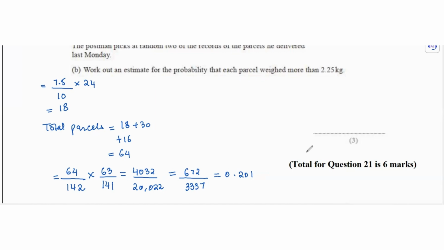So remember, very important thing, he's picking 2 records of the parcels he delivered. So when he takes one parcel, there's 1 less in the total number of parcels. That's why 64 becomes 63 and 142 becomes 141. And this is the probability of us taking the record of the second parcel. So you have to be very careful about the words mentioned in the question and make sure that you notice, is there replacement or is it without replacement?